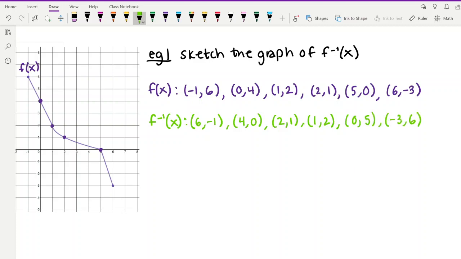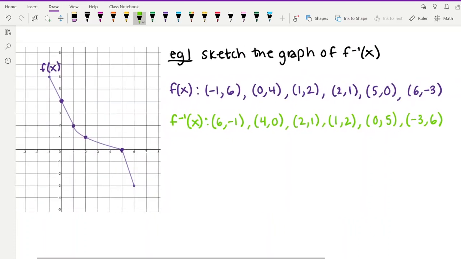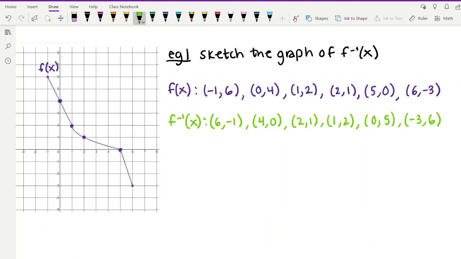And so now we can actually go and plot these points, and that will give us our graph. So the first point we're going to plot is (6, -1). So this is a point on the inverse function. Then we have (4, 0). So that's this point. We have (2, 1). So as we said, that's going to overlap with the original function. We're going to have (1, 2). Again, that overlaps with the original function. Then we have (0, 5). So that's here. And then finally we have (-3, 6).